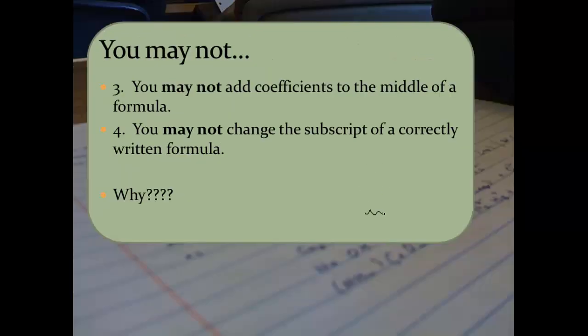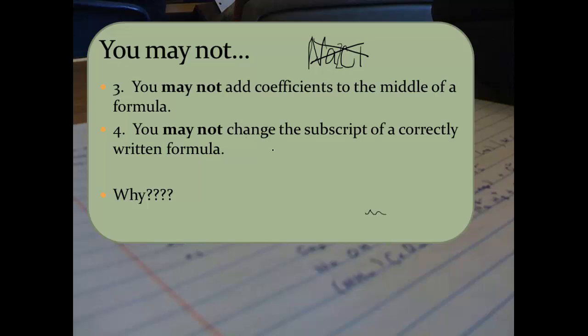All right, so now we're going to talk about the things that you are not allowed to do when you're balancing a chemical equation. The first thing you can't do is add a coefficient in the middle of a formula. So if you have NaCl and you decide that you need 2 chlorines, you cannot squeeze a 2 right in there. So you're not allowed to do that. They can only go up front. That's essentially changing what the chemical is. It's not NaCl anymore, so you can't do that.